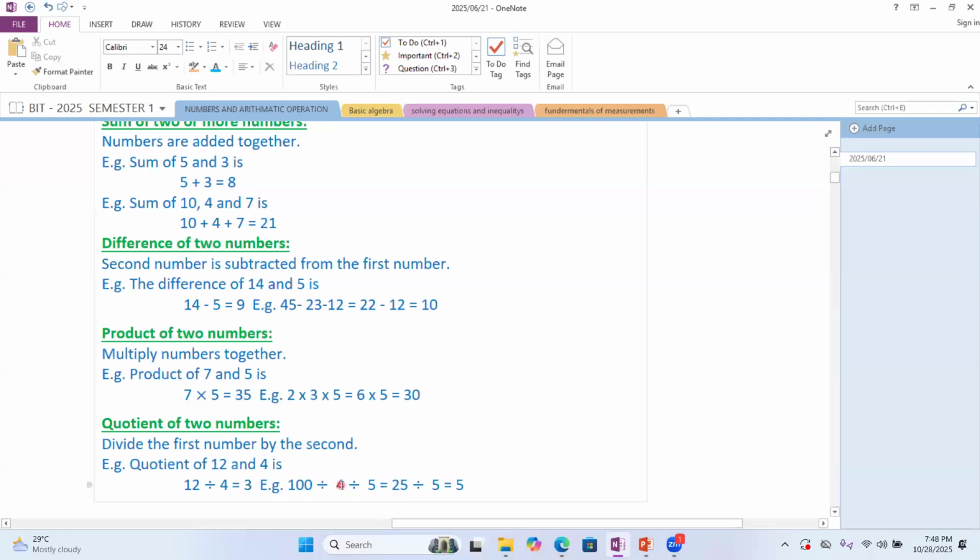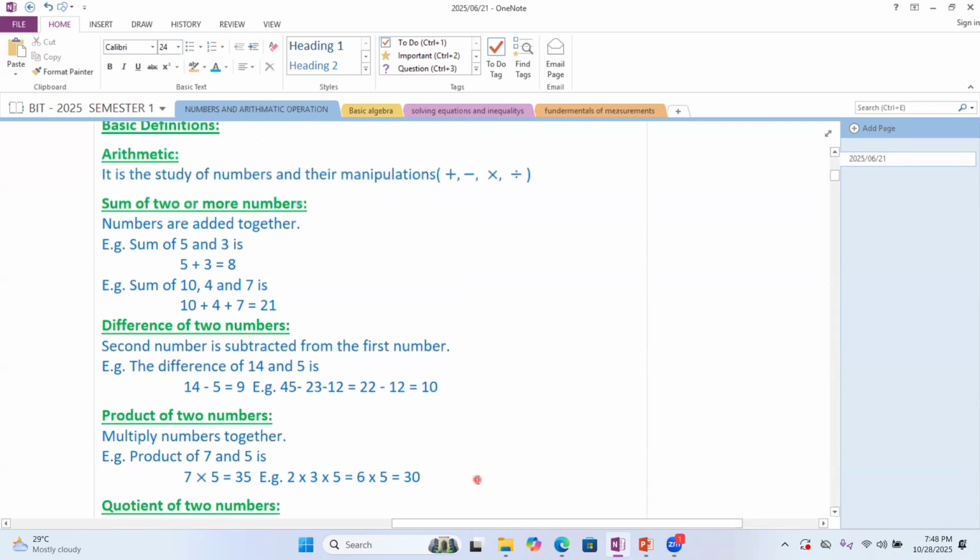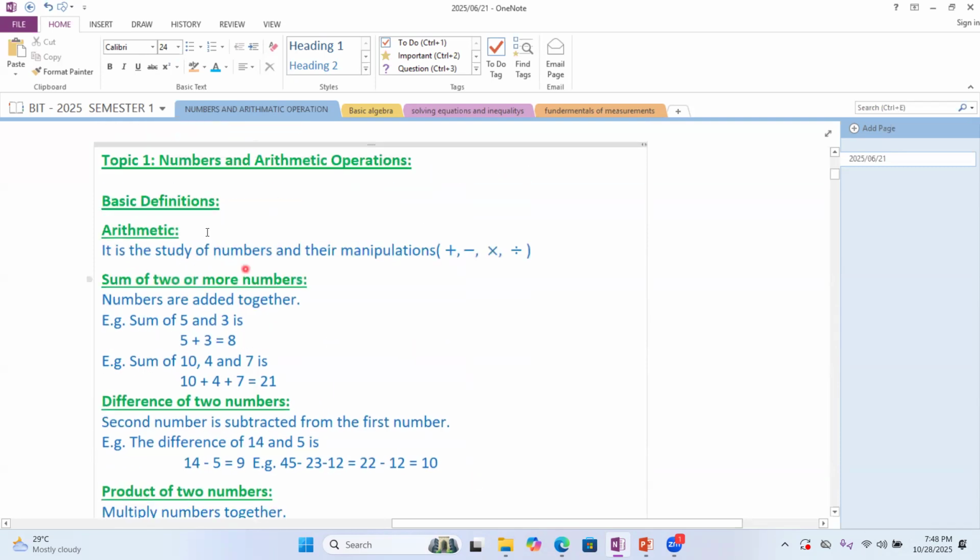So we can do division with more than 3 numbers. Right, those are basic definitions. Arithmetic means the study of numbers and their manipulation. Manipulation means mathematical operations, such as addition, subtraction, multiplication, and division. These are the basic mathematical operations.